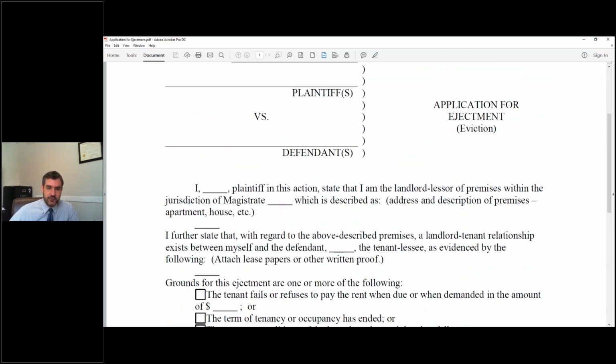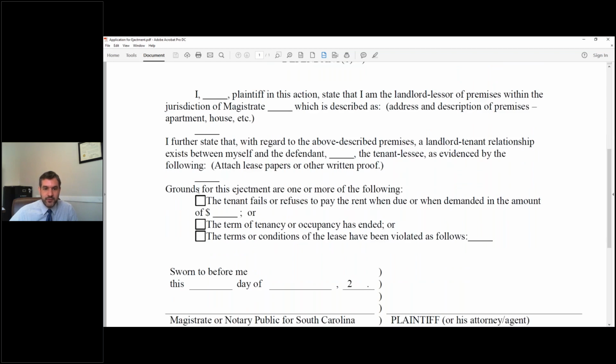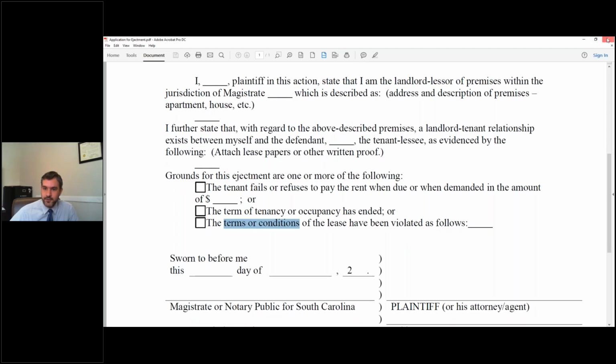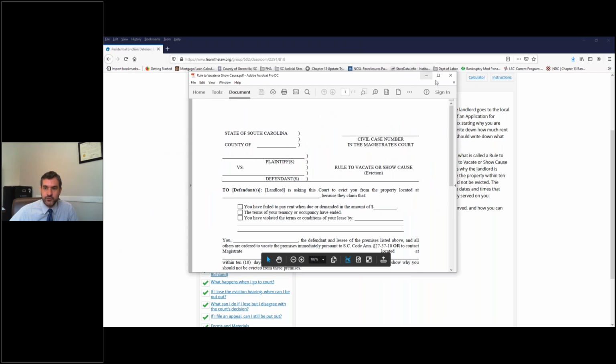It says, I, so-and-so, am the plaintiff, state that I'm a landlord lessor. I further state that a landlord-tenant relationship exists between myself and the defendant, whatever the defendant's name is, and then the grounds for ejectment. And it's sort of a checkbox, but it's one of those three grounds. Fails or refuses to pay rent, the tenancy has ended, or the terms or condition of the lease have been violated. So the landlord files that, and then based on that application, the magistrate will issue something called a rule to vacate or show cause, which looks like this.